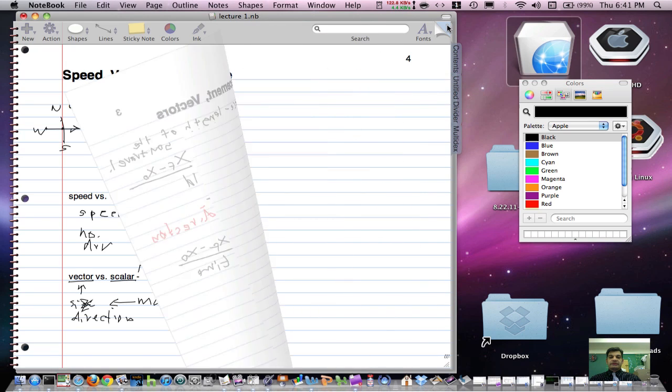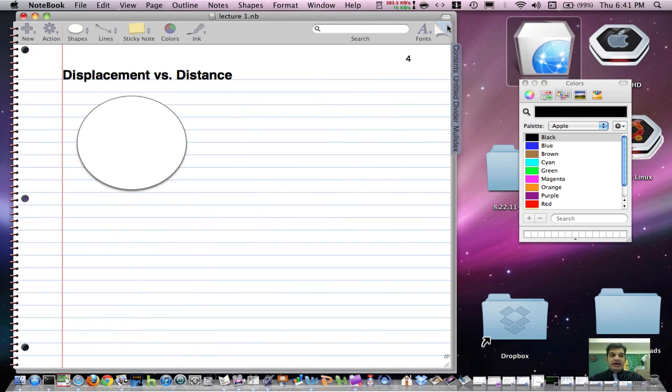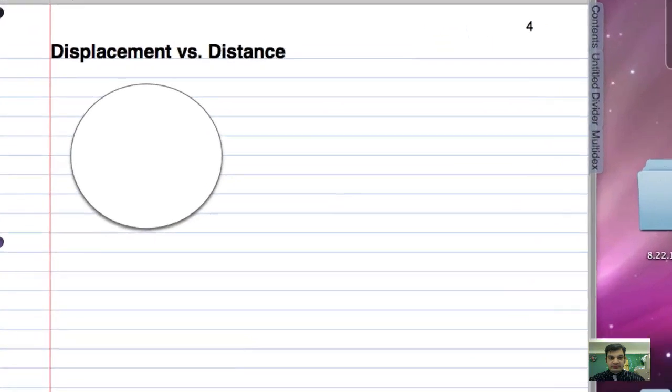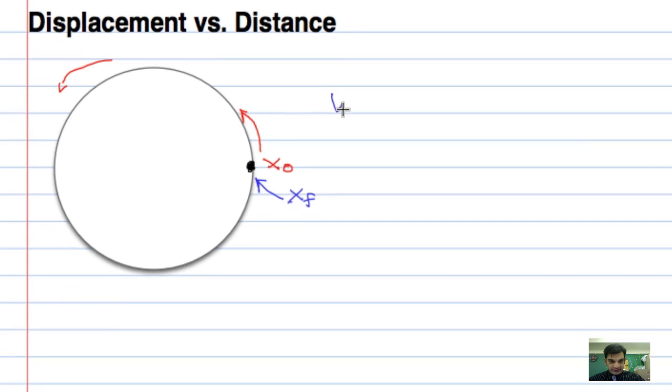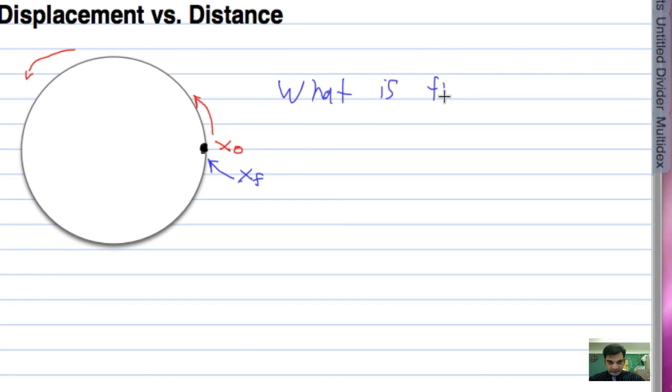All right, so let's actually look at an example. This is sort of the classic example that we like to use in physics, which is this whole idea of some kind of object on a circle. So we've got this object, and we'll say that we start off here, and let's say that we go all the way around the circle like this. So in other words, we start off as our initial position here, and then it actually turns out that our final position is the same as our initial position. And the question we ask is, what is the displacement?